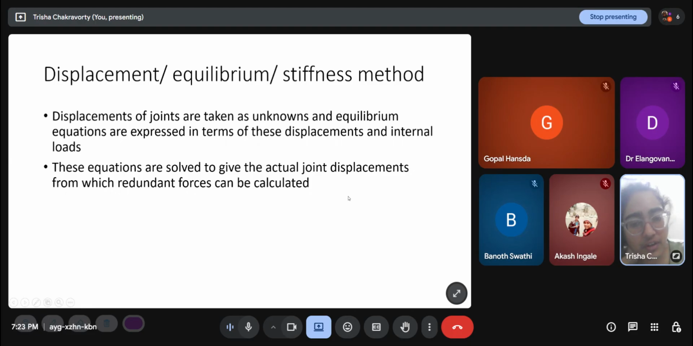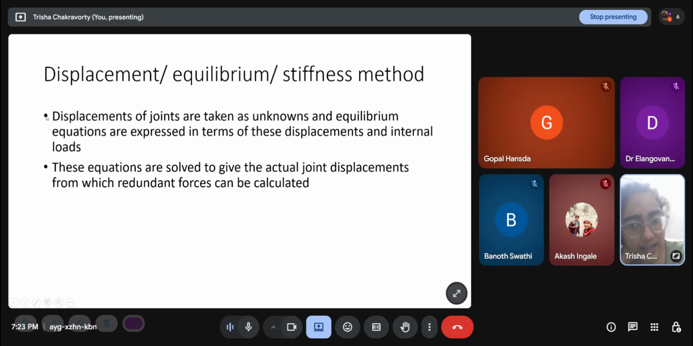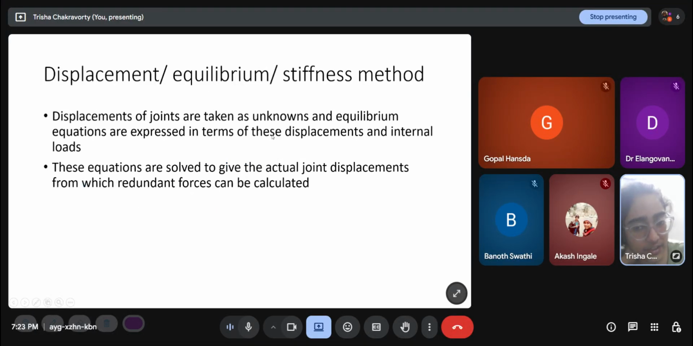These equations are solved to give the actual joint displacements from which redundant forces can be calculated. So here we start out with assuming the redundant forces to be unknowns, and here we start out with displacements of joints to be unknown. Here the additional equations we get from compatibility conditions, and here the additional equations we get from equilibrium conditions. So you can see the duality here.